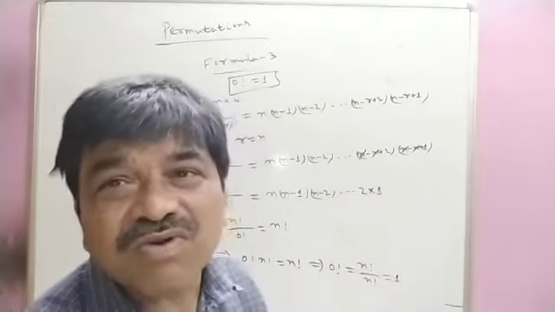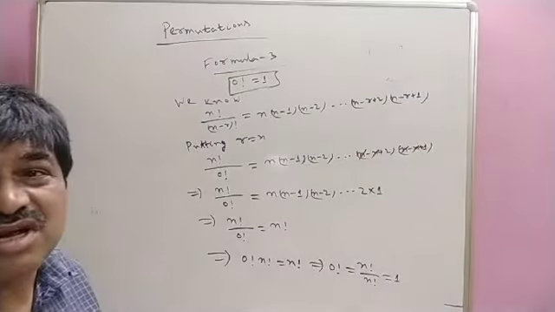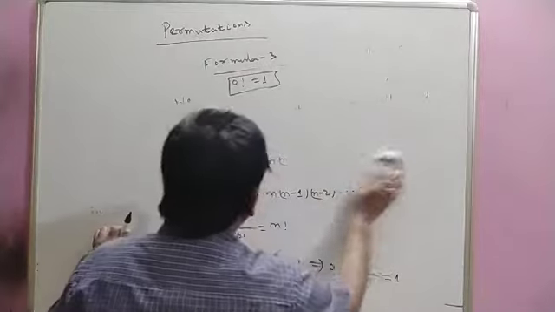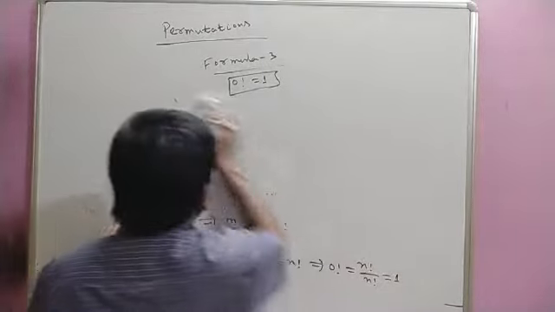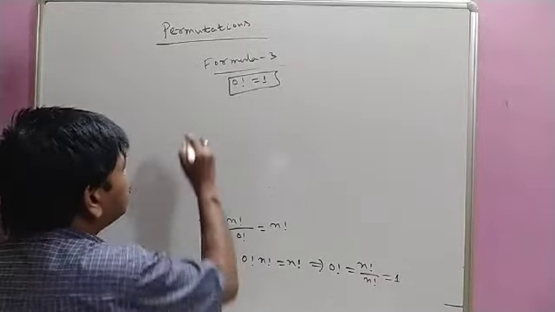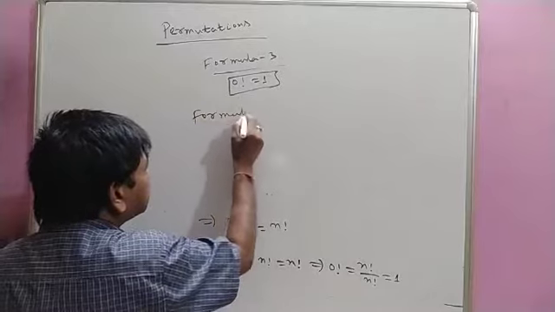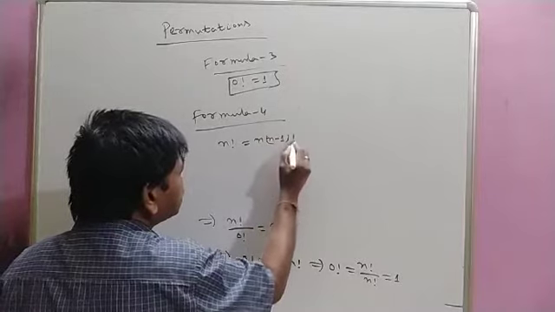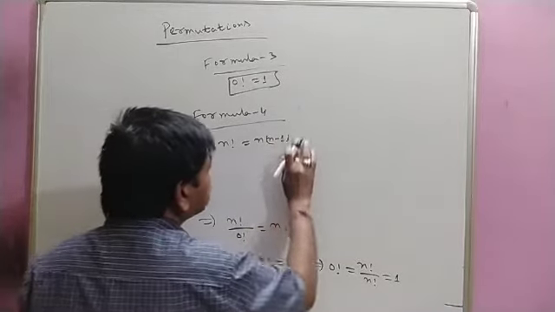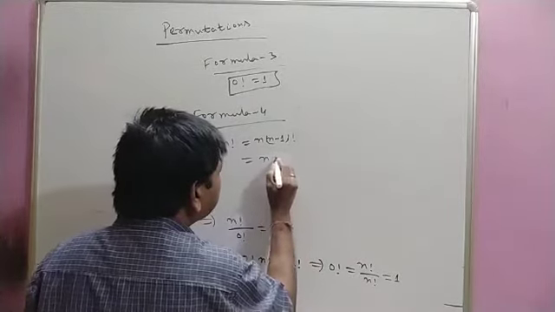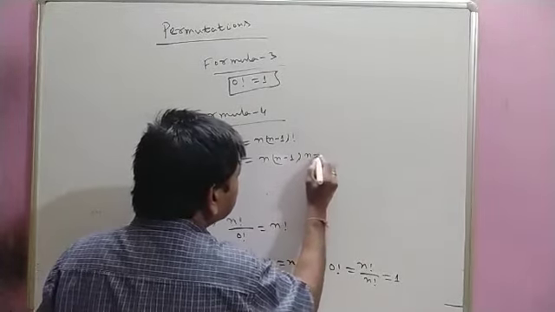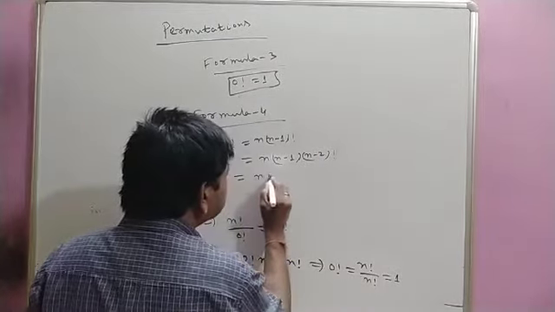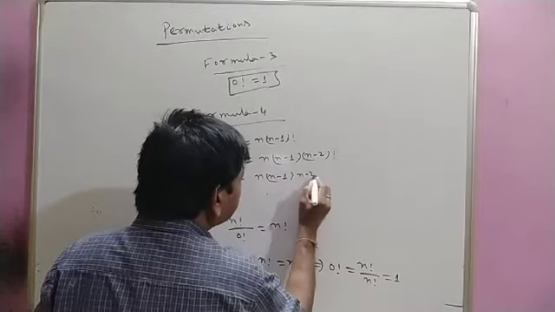Let us switch over to formula 4. Now I am rubbing this. Now I am going to discuss formula 4. Formula 4 you write that n factorial is equal to n into n minus 1 factorial. If you further reduce it, this becomes n into n minus 1 into n minus 2 factorial.